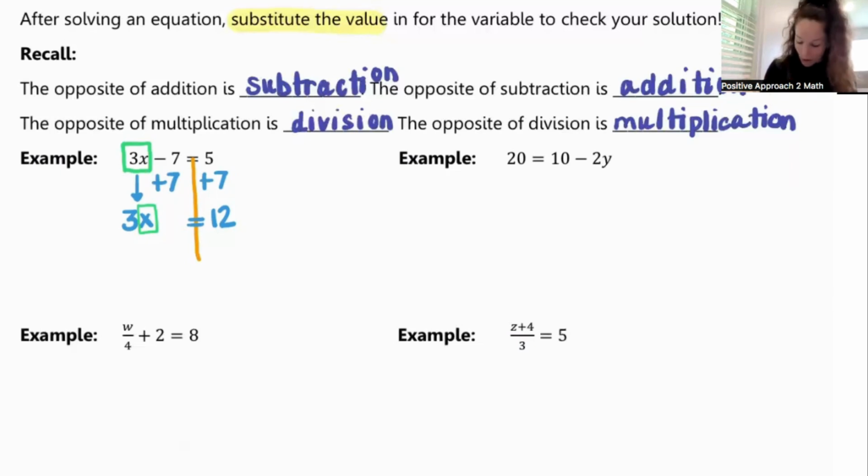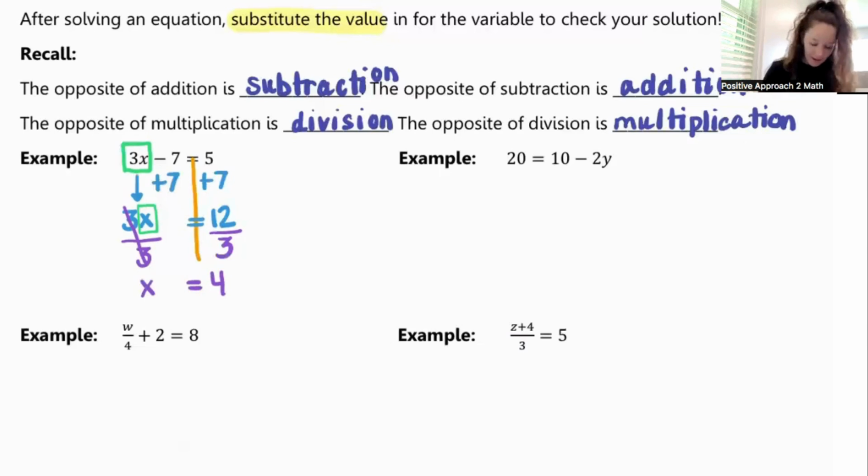Okay, so if that is 3 times x, I want to undo that multiplication. I want to do the opposite of the multiplication, which would be division. So I'm going to divide my left-hand side by 3, and if I divide my left-hand side by 3, I want to divide my right-hand side as well. That's going to get me x equals, and then 12 divided by 3 is 4. And my variable is by itself.